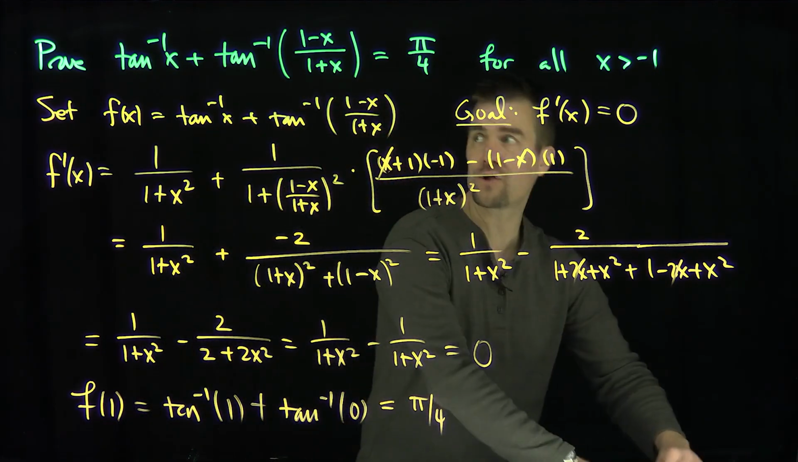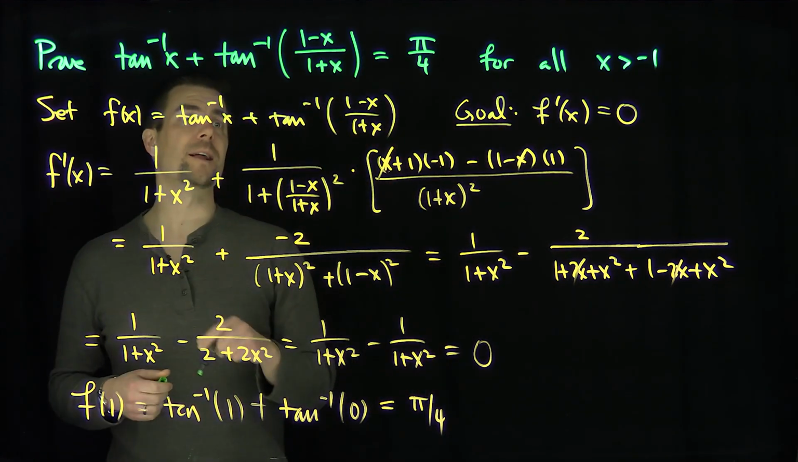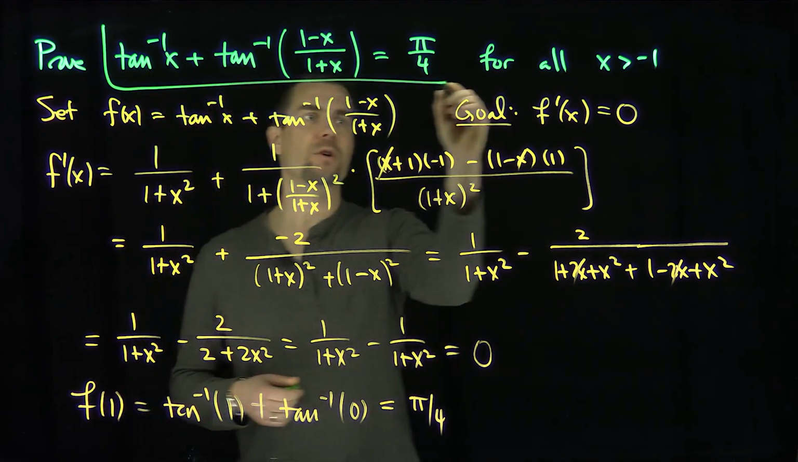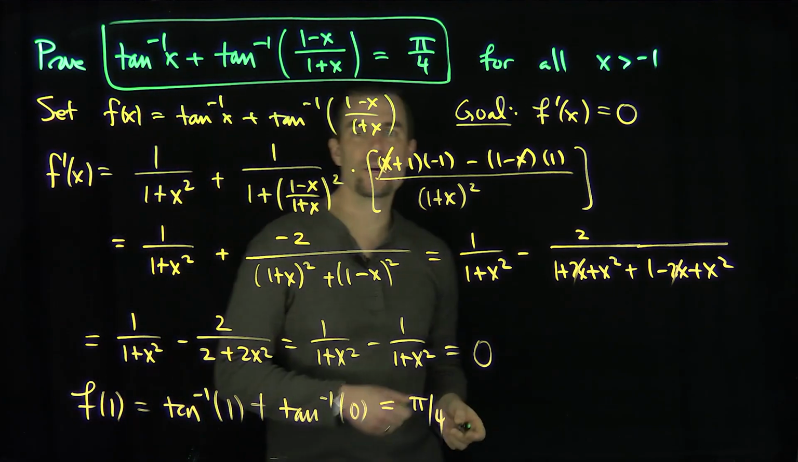Therefore, this function, tangent inverse of x plus tangent inverse of (1 minus x) over (1 plus x), is pi over 4. And so we've just verified a trigonometric identity using calculus.